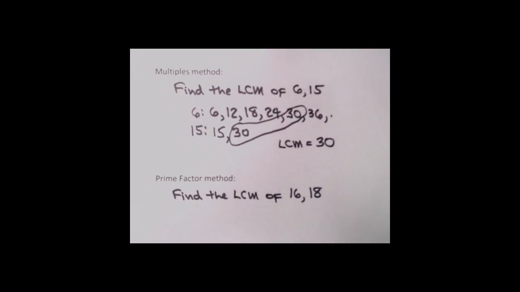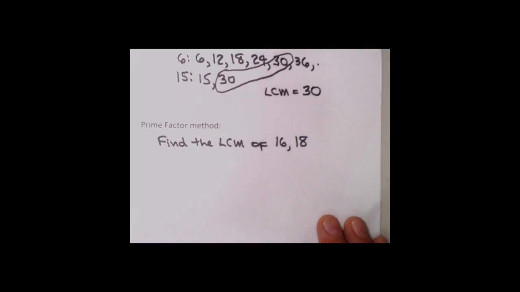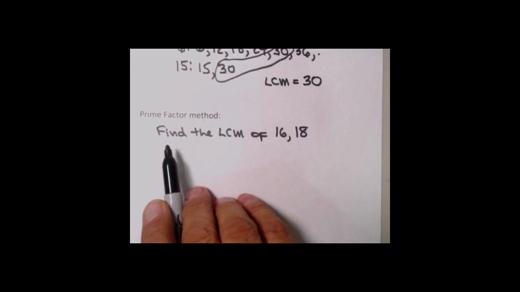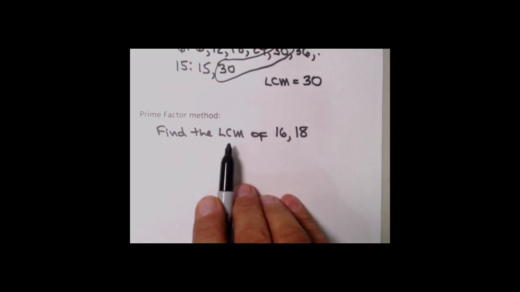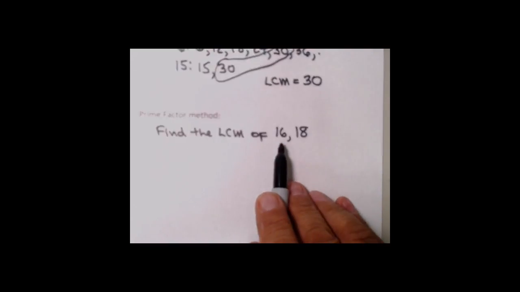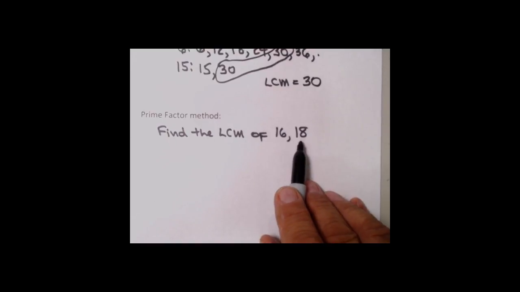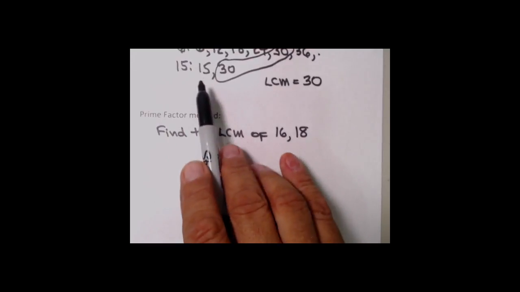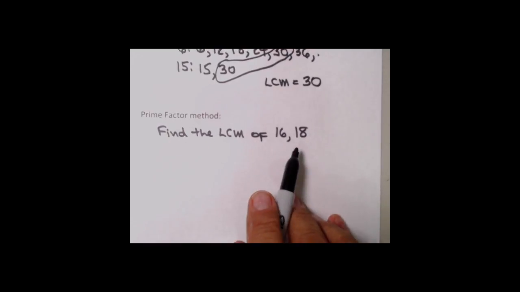Well, let's look at the second way of finding the lowest common multiple. And this is known as the prime factor method. This is the one that's going to see us through the algebra problems that we have in the future, so we'll be making good use of it. See, with 16 and 18, you could work out the multiples like we did up above, but it'd be a little bit messier to do it.